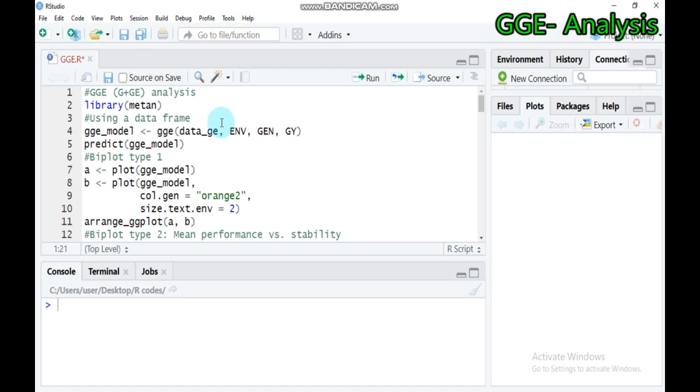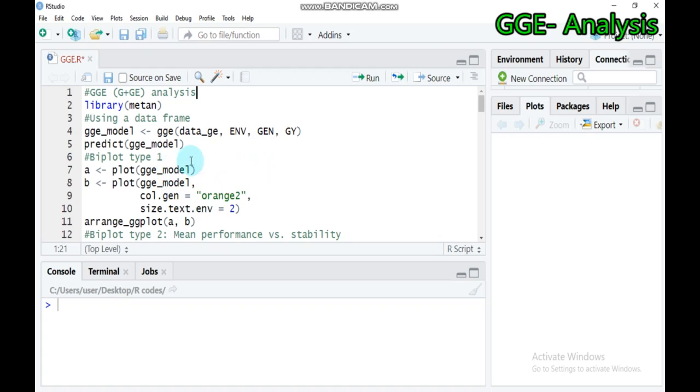There are 0, 1, 2, and 3 centering methods. So 0 means non-centering, and when you say 1, it's a global center, that means environment plus genotype environment interaction. And if center equals 2, it is environment centered, which is the default, that means genotype plus genotype environment interaction. If center is equal to 3, it is a double center, that means genotype environment interaction.